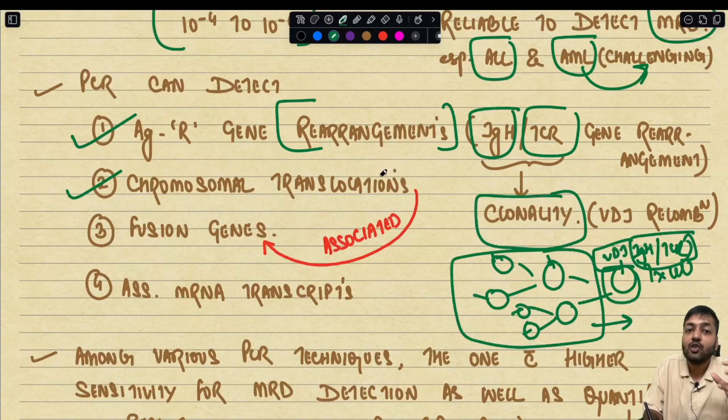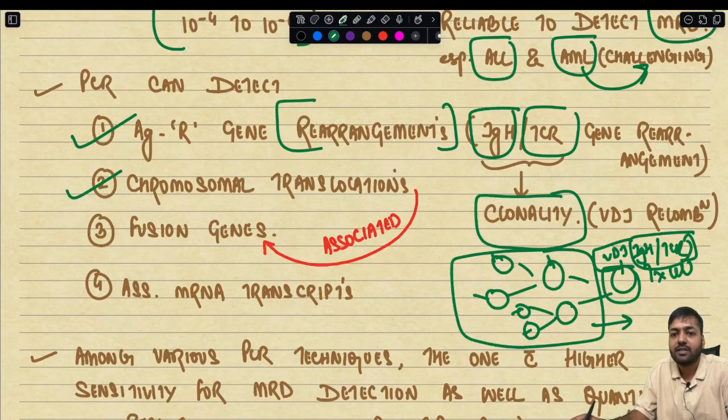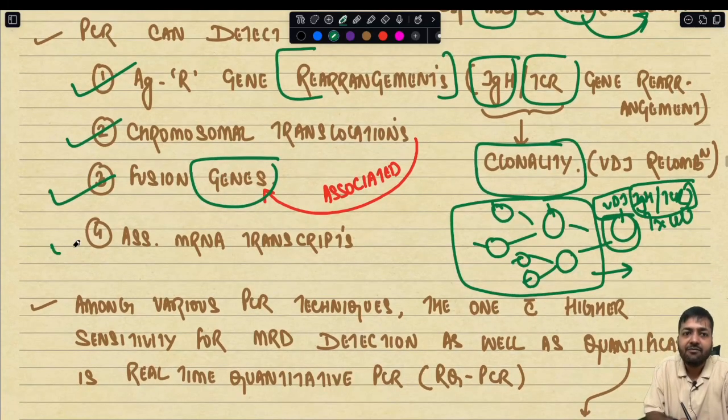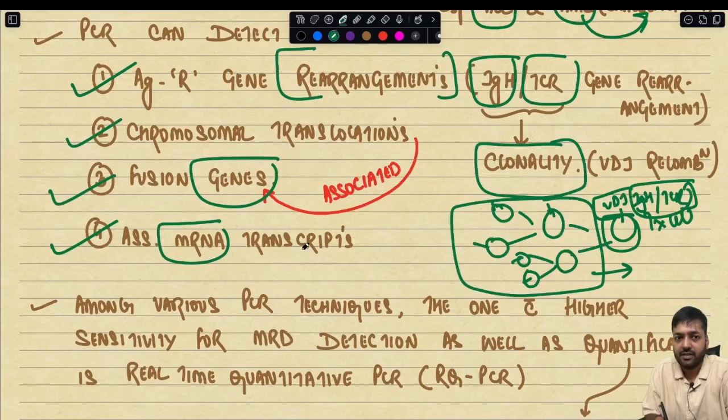Second is chromosomal translocation, like translocation 9;11 or translocation 8;21 or inversion 16, translocation 16;16, translocation 15;17. All these, as well as their associated fusion products, like translocation 9;11 will have BCR-ABL fusion transcript. Not only the translocation, but along with that the fusion transcript can also be detected by the PCR, as well as the associated mRNA transcripts.